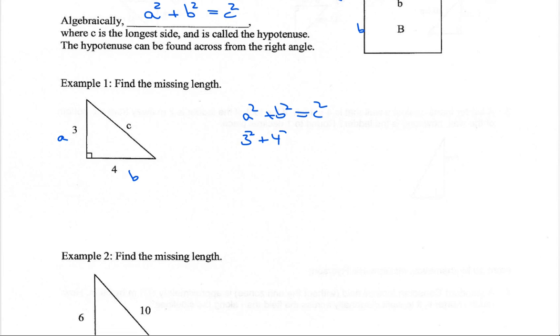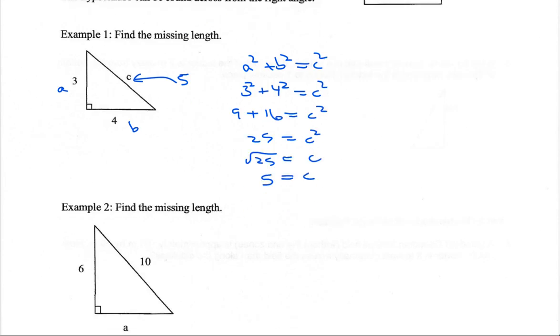3 squared plus 4 squared equals c squared. And this is 9 plus 16 equals c squared. 25 equals c squared. And take the square root of both sides, and you get c is equal to 5. That means this hypotenuse is equal to 5. Okay, so that's how we find the missing side of a right-angled triangle when you know the other two sides.